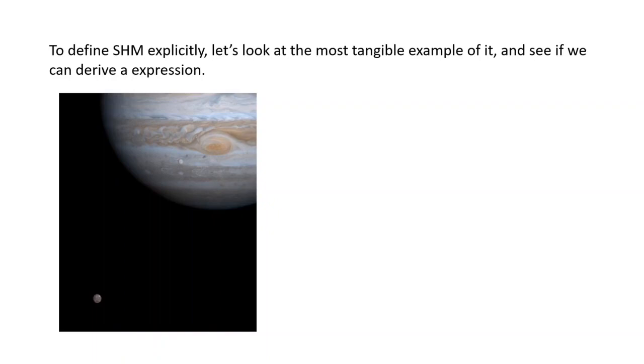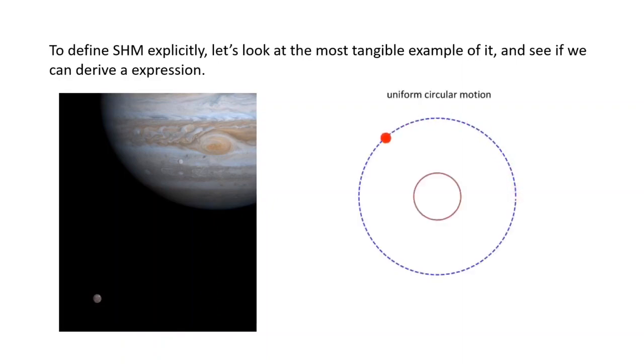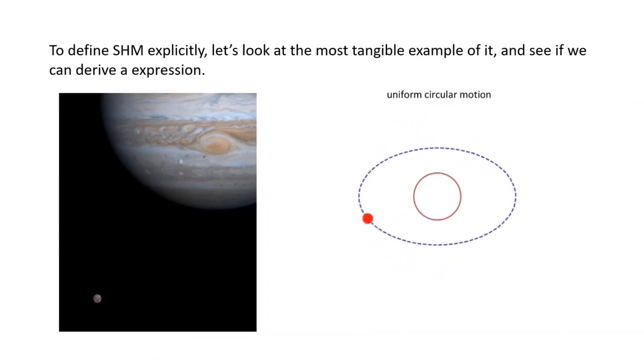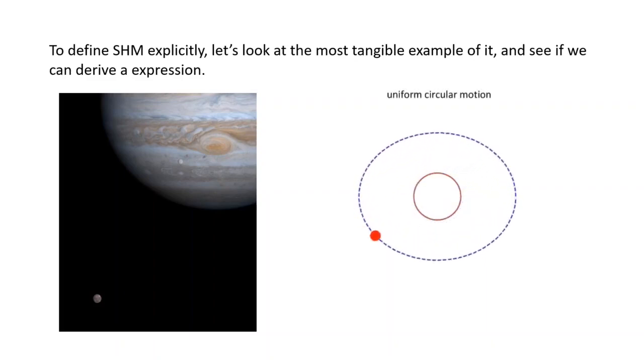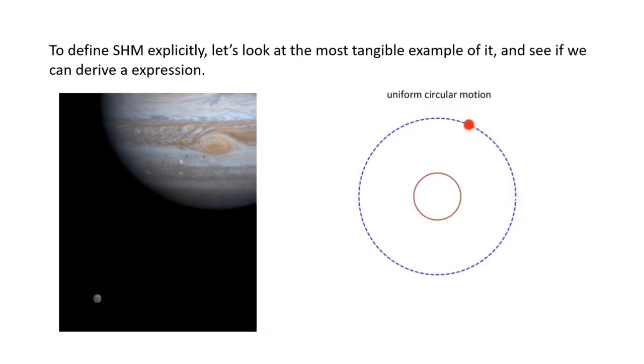Now, in your mind's eye, you can imagine what that would look like when viewed from the side, when your eyes are in the same plane as the circle. It's going to be this kind of back and forth motion, like this. Here Callisto is going around Jupiter, and as we start to look at it from the side, we get this kind of back and forth, and this is called simple harmonic motion, or at least an example of it. So this will be our approach to finding a formula for it.